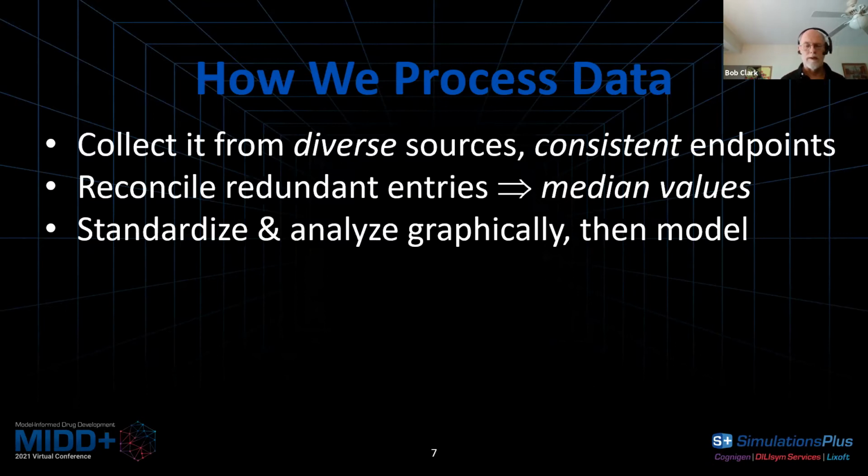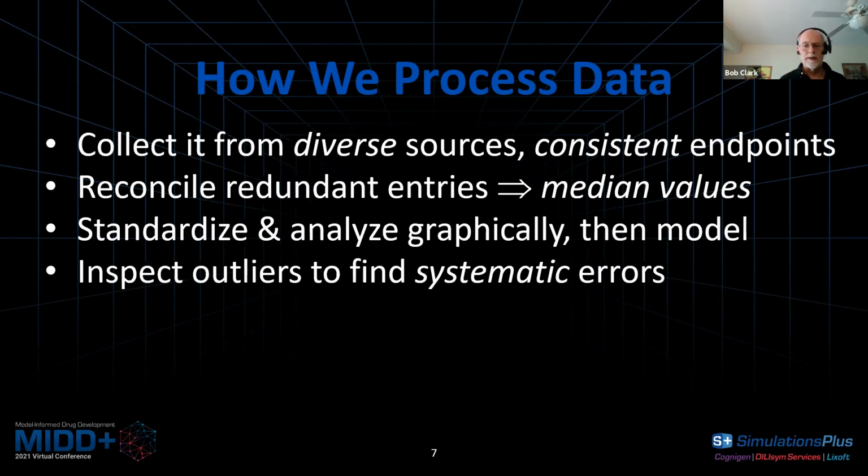We then standardize the data in terms of structures, units, and so forth, and analyze them graphically for distribution, and then we model them. Then we inspect the outliers to find systematic errors. Now, outliers are a critically important way to highlight biases and to spur investigation, not just grounds for excluding observations.